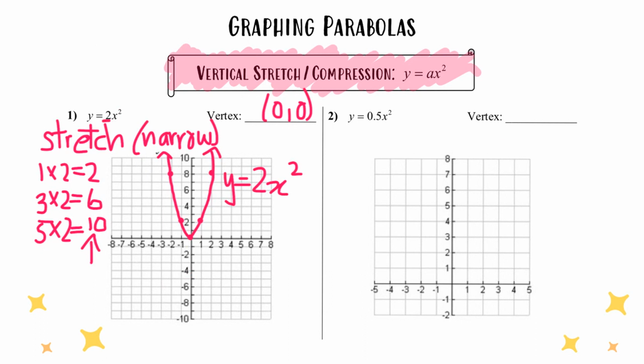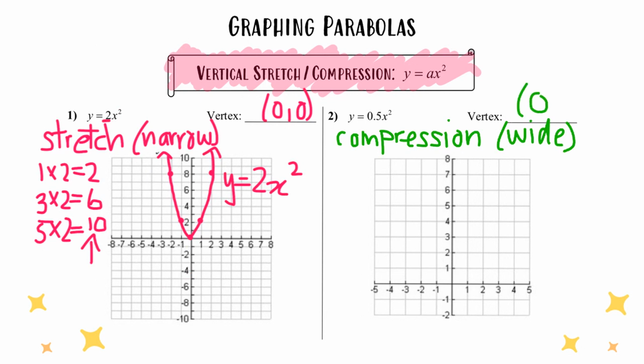Okay, so example number 2, y is equal to 0.5x squared. Clearly, this is going to be a compression. And I know it's a compression because the number in front of the x squared is between 0 and 1. And so our parabola is going to be wider than our traditional y is equal to x squared parent function. Again, the vertex is going to be at (0, 0) because there is no vertical translation and no horizontal translation. This parabola isn't moving anywhere. It's staying right there. It's just getting a little bit wider.